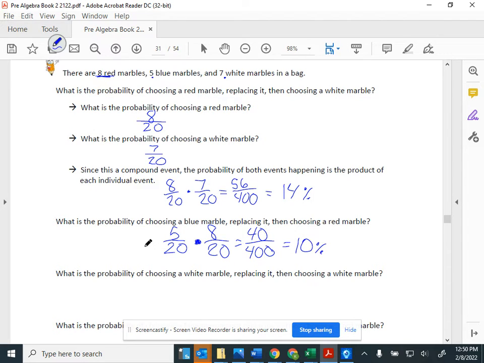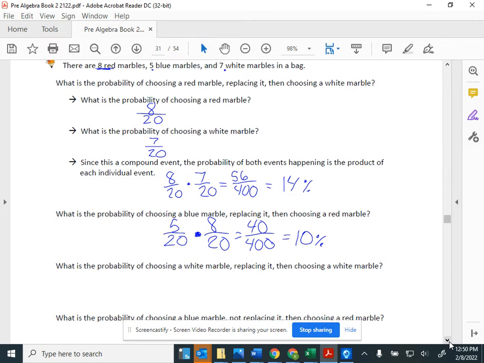10%. So now these first few keep saying replacing it. What happens if we don't replace it? Does that change what we do? Sam? Yeah, it changes it because there would be one less to choose from the second time.